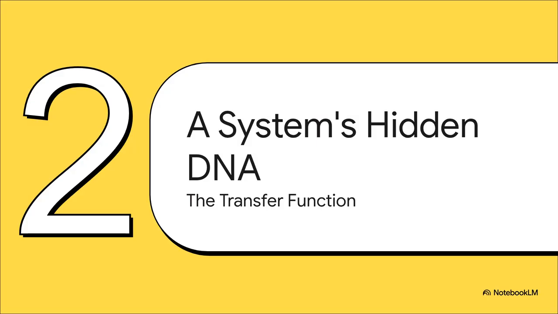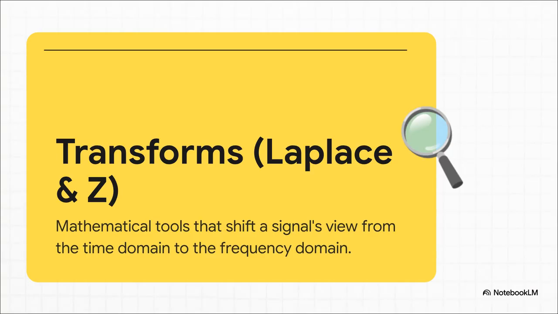identity. And that brings us to something really cool, a system's hidden DNA. It turns out that every single system has this unique kind of fingerprint, a genetic code that tells us exactly how it's going to behave under any condition. So, how do we read this DNA?